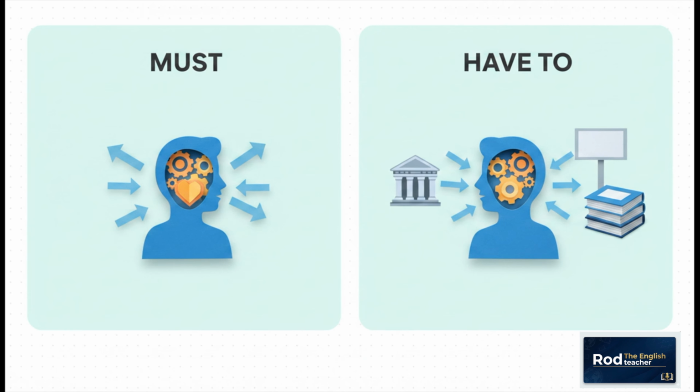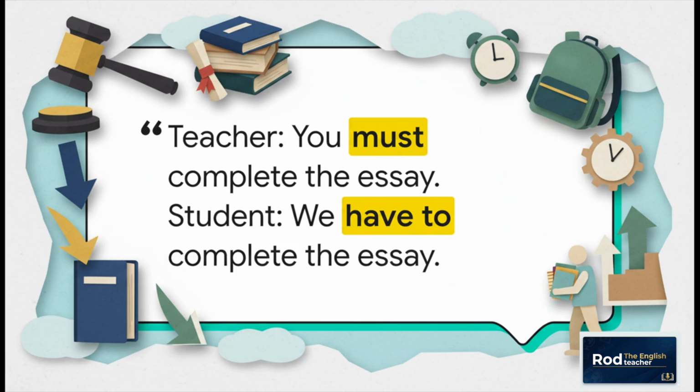Think of must as an internal thing. It's a strong, personal feeling that you need to do something, like I must call my mom because you feel it's really important. Have to, on the other hand, is usually for an external obligation, a rule, a law, something someone else is telling you to do. For example, I have to pay my taxes. It's not a personal desire, it's the law.